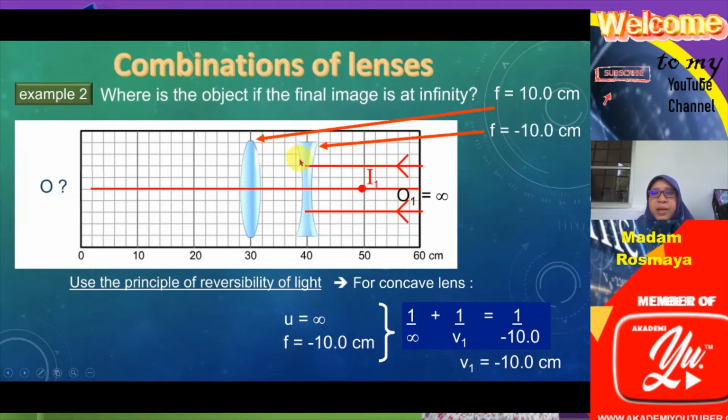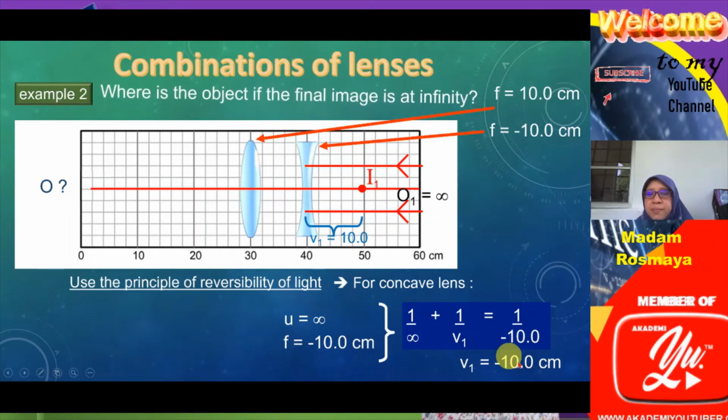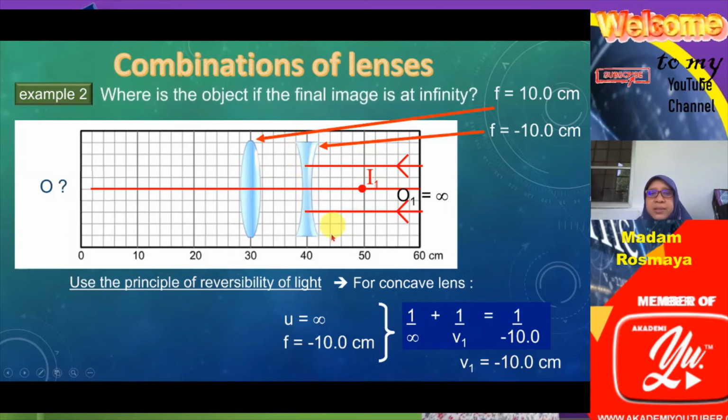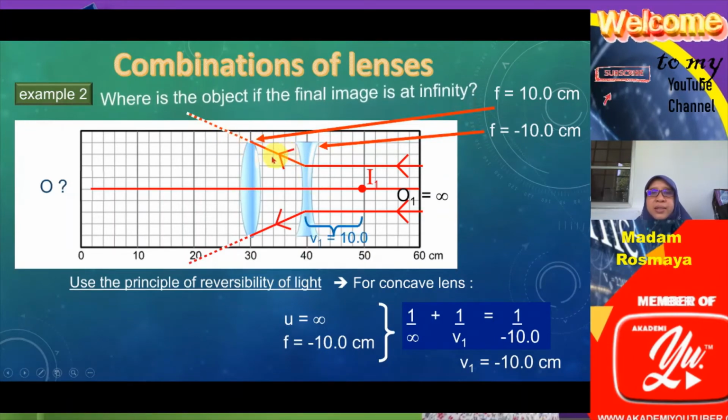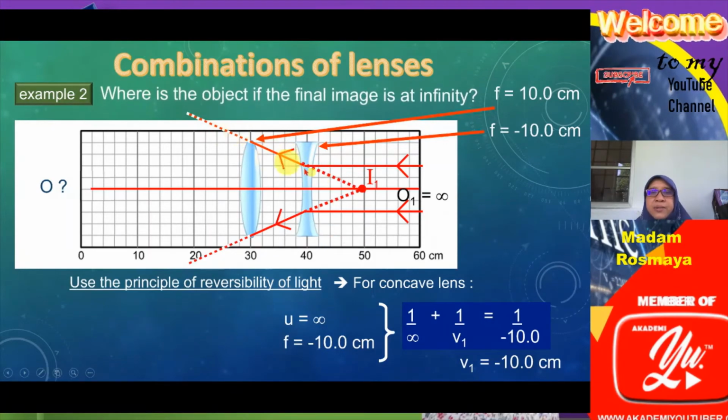Okay, and this is a concave lens, so the image here should be virtual. So we should get negative because it is virtual. You draw the image about 10 cm from the concave lens, so measure 10 cm here. Then you draw the line, as if the ray comes from I1. So this line must be a straight line, and here also must be a straight line.